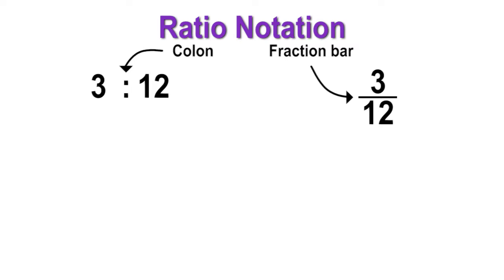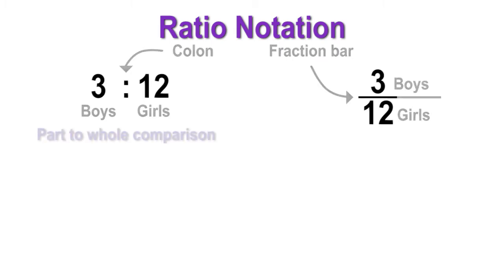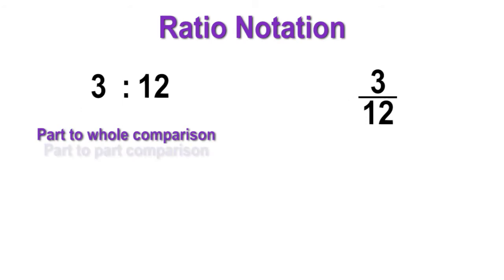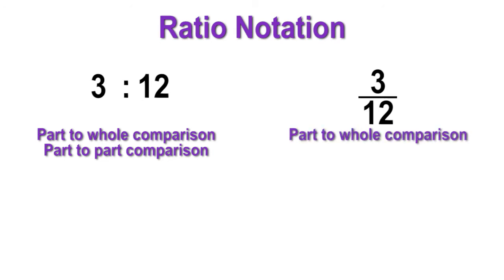Once students have had some experience and understand what a ratio is, fraction bars can be used with labels to distinguish it from the part-to-whole fraction interpretation. For example, a ratio of 3 boys to 12 girls should be written as this. Ratios can either record a part-to-whole comparison or a part-to-part comparison, whereas a fraction only records a part-to-whole comparison.